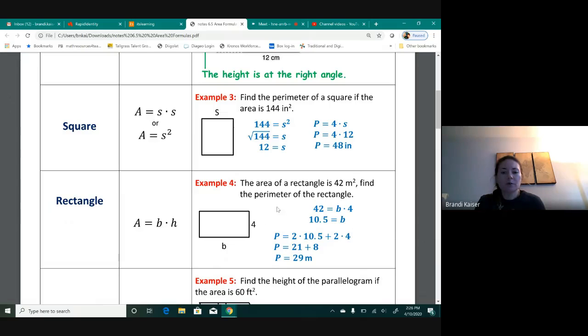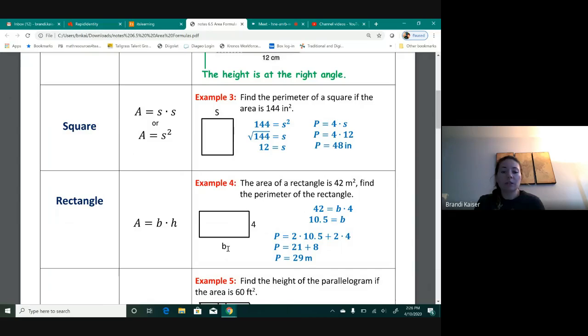So in this particular one, it says the area of a rectangle is 42 meters squared. Find the perimeter of the rectangle. So again, they give us the area and they want us to find the perimeter. So we have to start with the total, the 42. And we know 42 is supposed to be base times height.